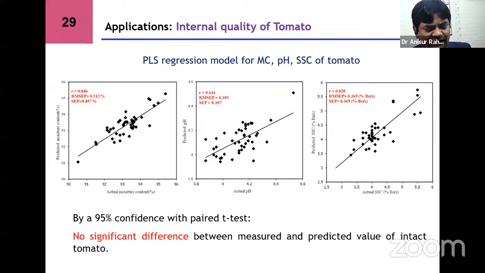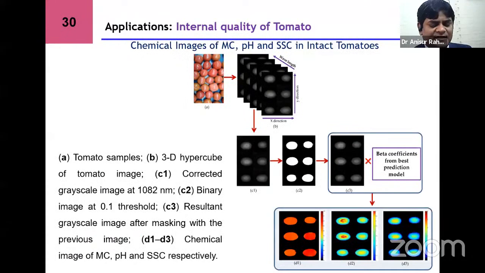If you go to the chemical image, that is the main advantage of hyperspectral imaging. So I have a tomato, then I go to the hypercube. From this, we took only the 1082 nanometer image, because this image has high resolution and high contrast. I converted that image to a binary image, and the resulting image gave me the segmented tomato only.